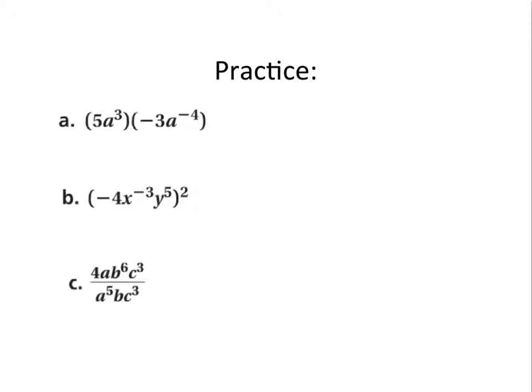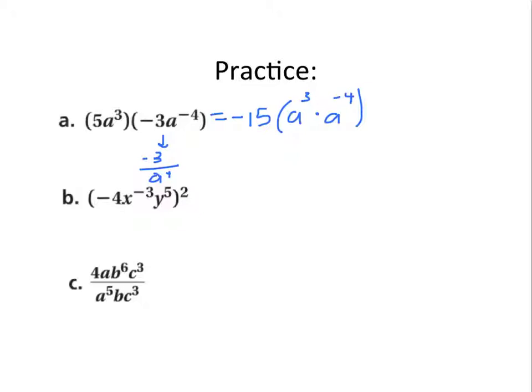So the first one we have is a product. So we're multiplying these two monomials together. Monomial's one term, mono. Let's multiply the coefficients. So we'll start with 5 times negative 3 is negative 15. And now we have a to the third times a to the negative 4. Now I could have rewritten this as negative 3 over a to the 4th.